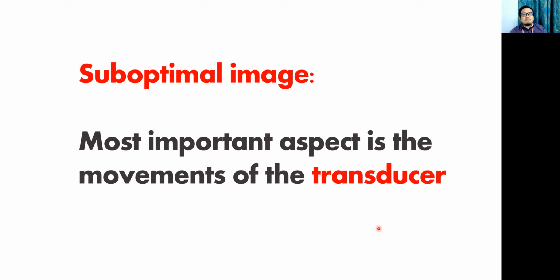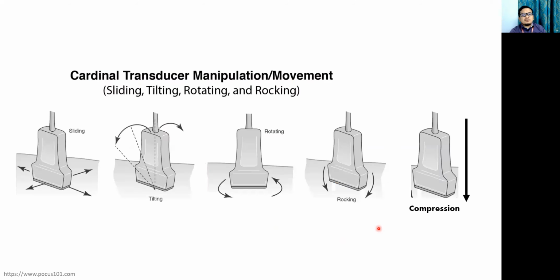How about a suboptimal image? How do you improve imaging of your ultrasound? To improve a suboptimal image, the most important aspect is the movement of your transducer. There are 5 cardinal movements of the transducer: sliding, tilting, rotating, rocking, and compression. By knowing and employing these 5 types of movement during ultrasonography, you can improve the imaging of your structure of interest in any application that you want to use.